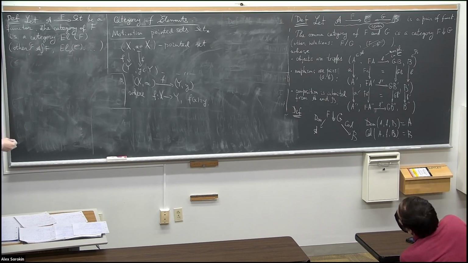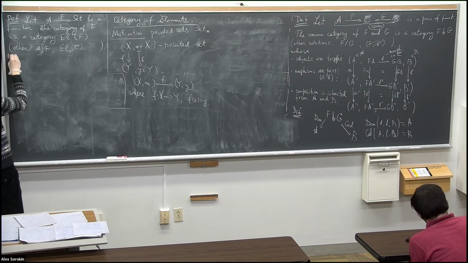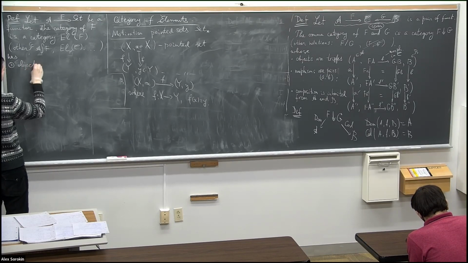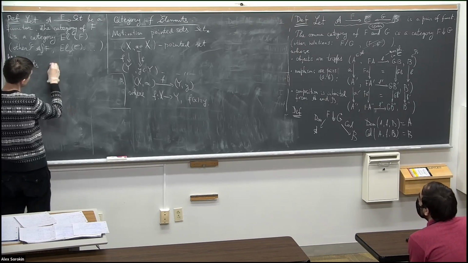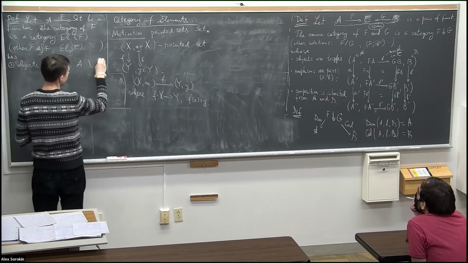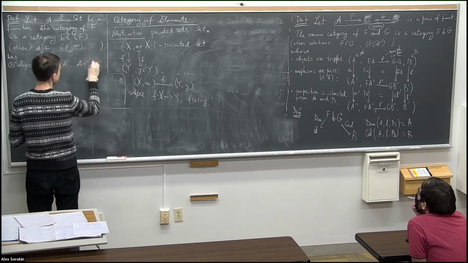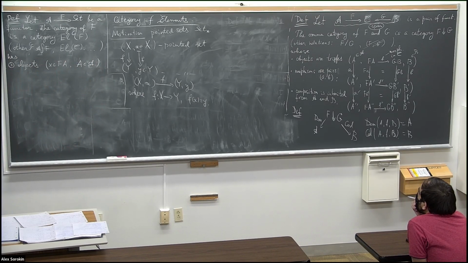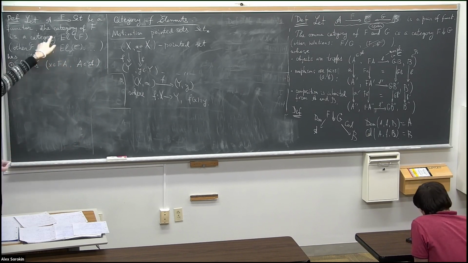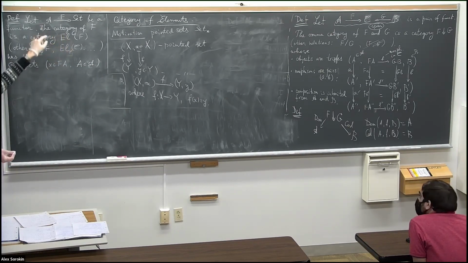Objects will be x belonging to F(A), comma A, where A belongs to category A. So it's a pair: an object in a category and a point, or element, a distinguished element in an image of this object under the functor F. And the functor F lands in sets, so we can't do this.